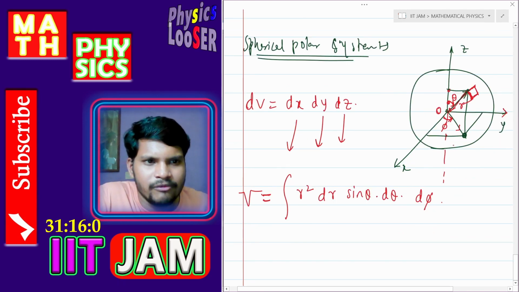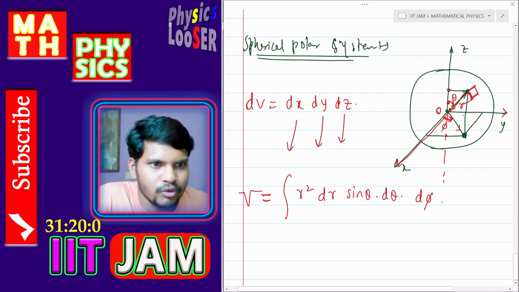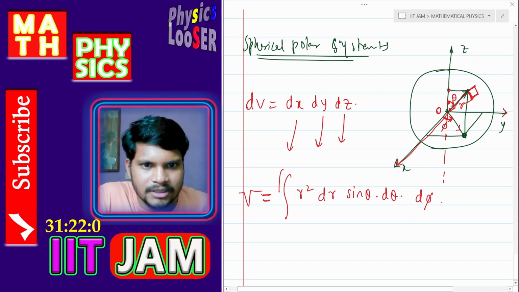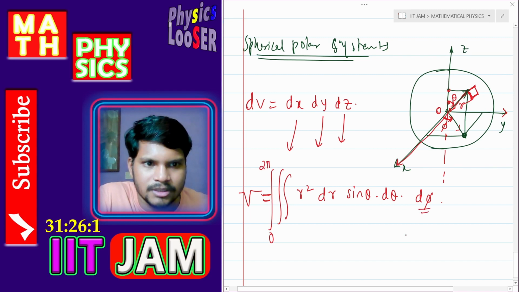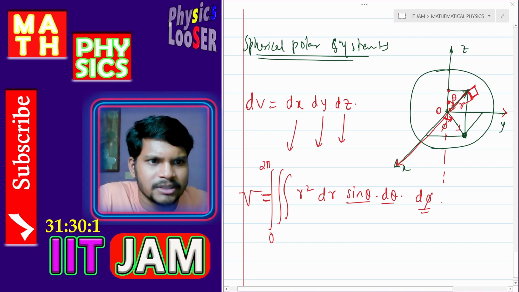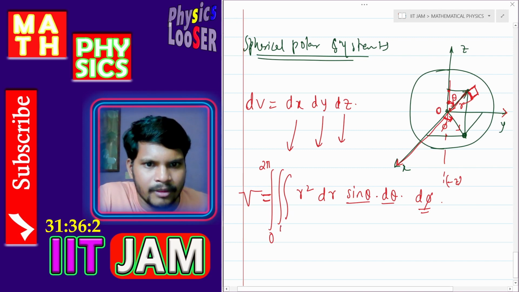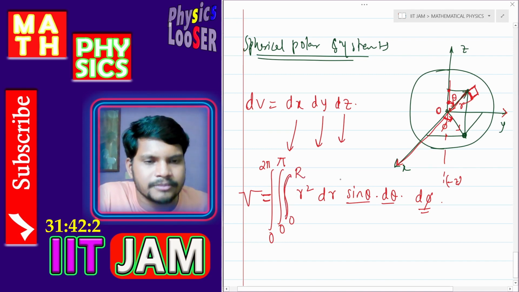Okay, so d phi is in the plane when you are adding all the circles, which is going from 0 to 2 pi. So I can simply say that everything will go from 0 to 2 pi because the last integral is d phi. On the other hand, when you are talking about sine theta, this angle is varying from positive z to negative z. So it's going from 0 to pi. On the other hand, the r will go from 0 to, let us say, capital R.